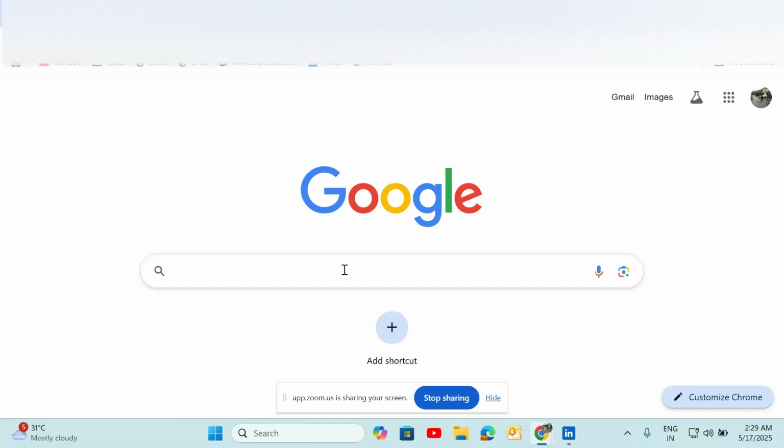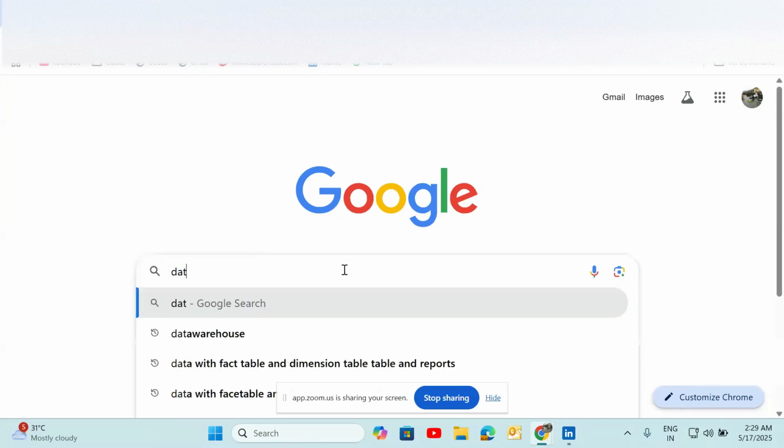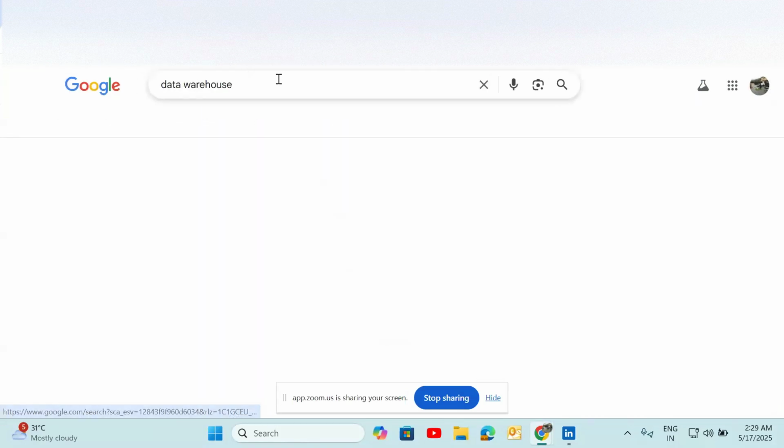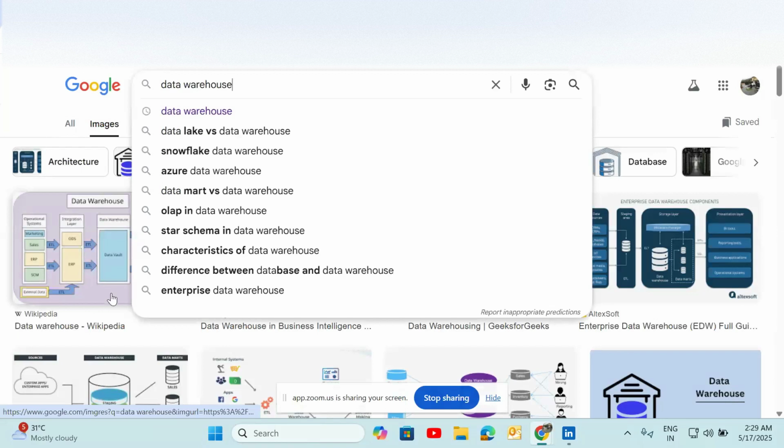Do you want me to explain how the data warehouse works? I'm not really following you very much, to be honest. No, yeah, that's the reason. I'm just giving the example.